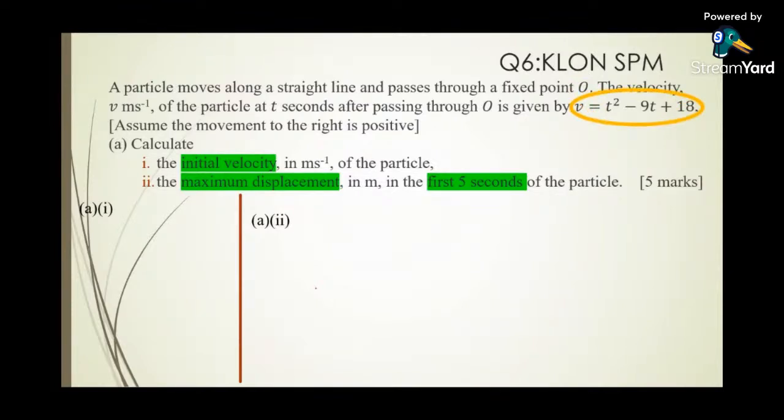A1 tu dia nak initial velocity, kita dah pernah jumpa. Clue is what? Kalau initial velocity, t equals to 0. Okay, so kita substitute macam biasa. Okay, so we will get 18. 0, 0 lah kan. So yang ni hanya ada. Okay, so that is the marks. V equals to 18 as the answer.